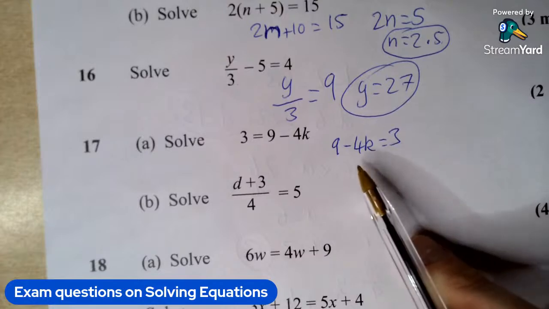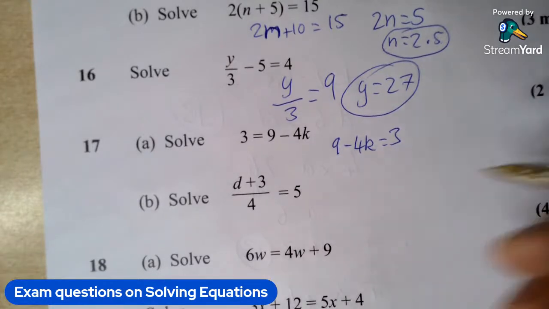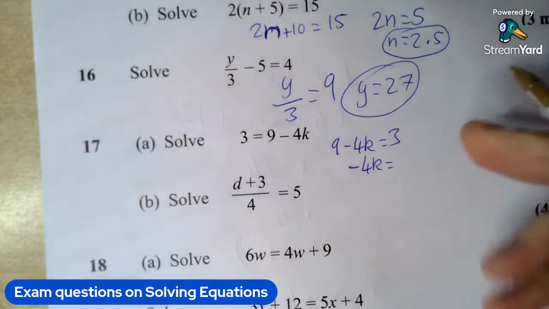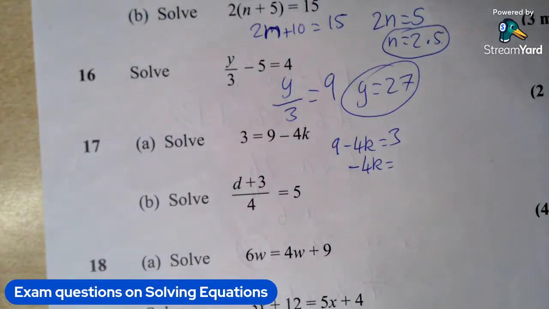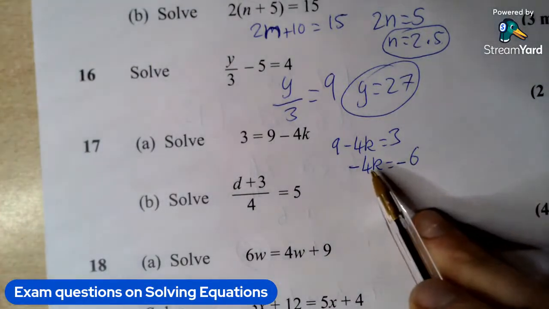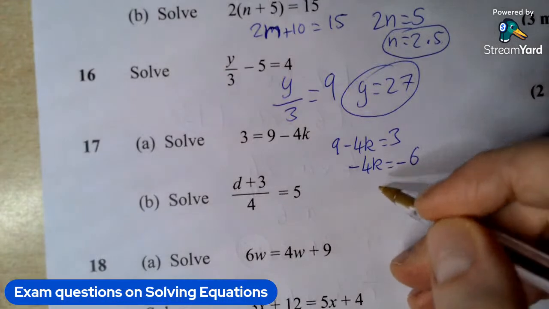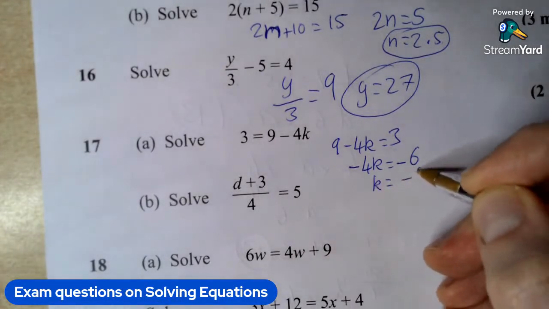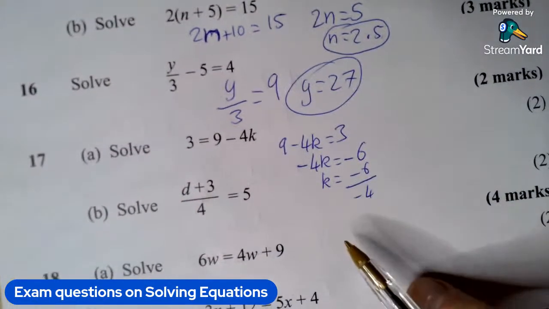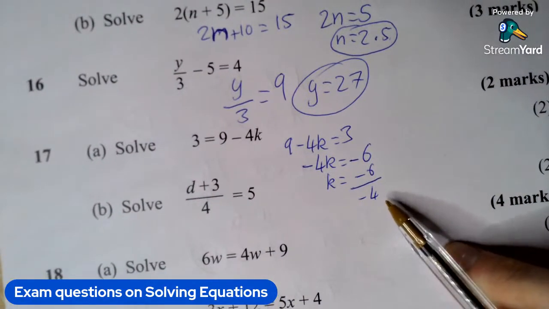I'll probably move the 9 over and take the 9 off the 3 first, but remember, it's still a minus 4k there, and then 3, subtract 9, be careful because you're going into minuses, is minus 6. And then that's multiply there, so you're going to divide by minus 4. So k equals minus 6 divided by minus 4. And you could have an answer like this.